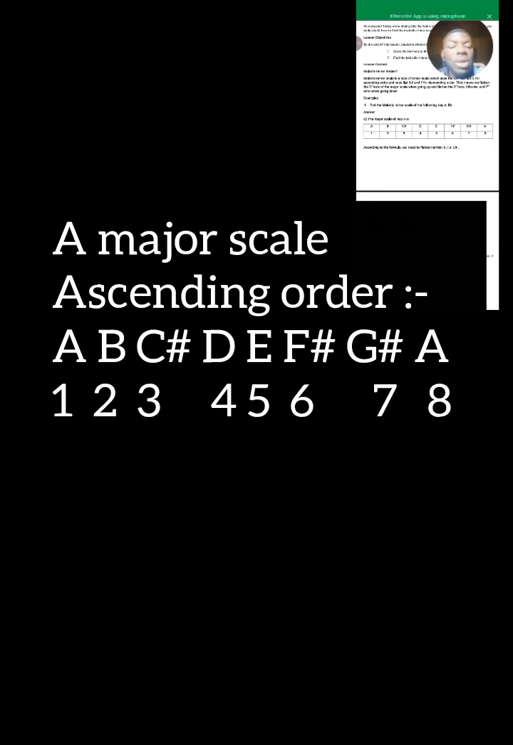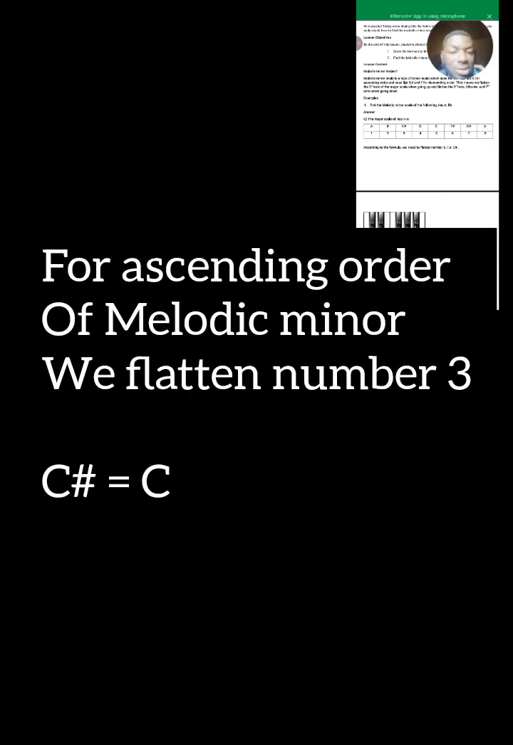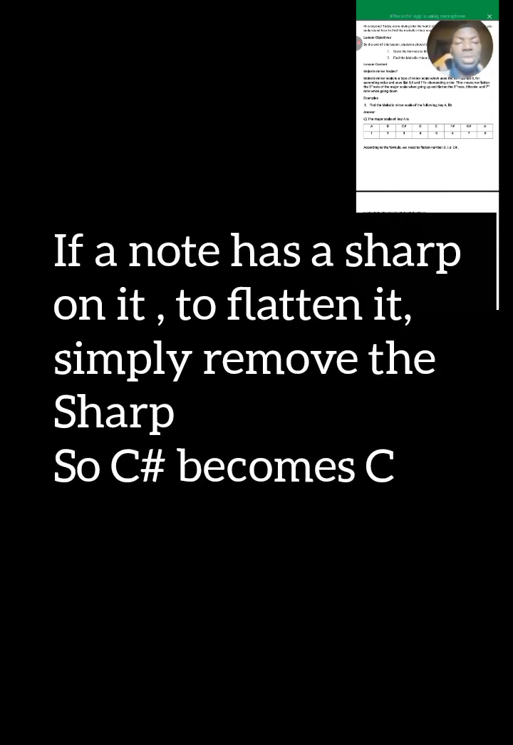Now, to find the melodic minor ascending order, we will only flatten number 3, and number 3 here is C sharp, right? That means we are going to take C sharp backwards by a semitone. Let me give you this clue. If a note has a sharp on it already and you want to flatten it, it becomes the ordinary note. For example, if you flatten C sharp, it becomes C. If you flatten F sharp, it becomes F, the ordinary note.